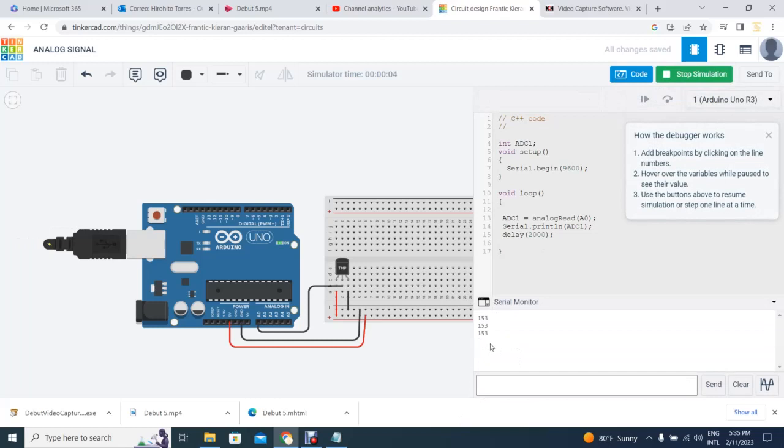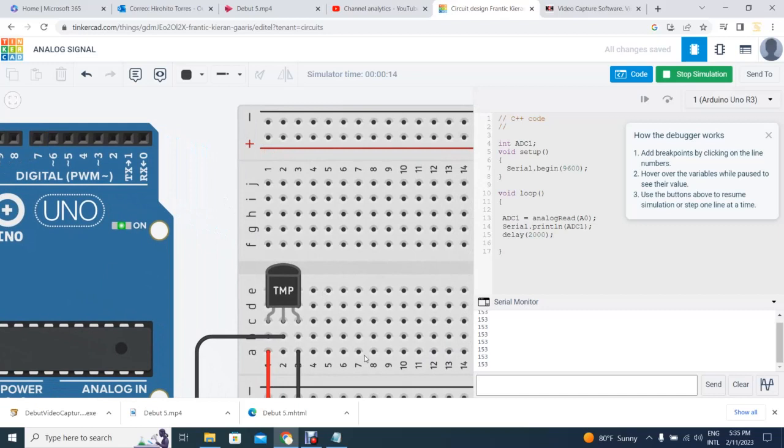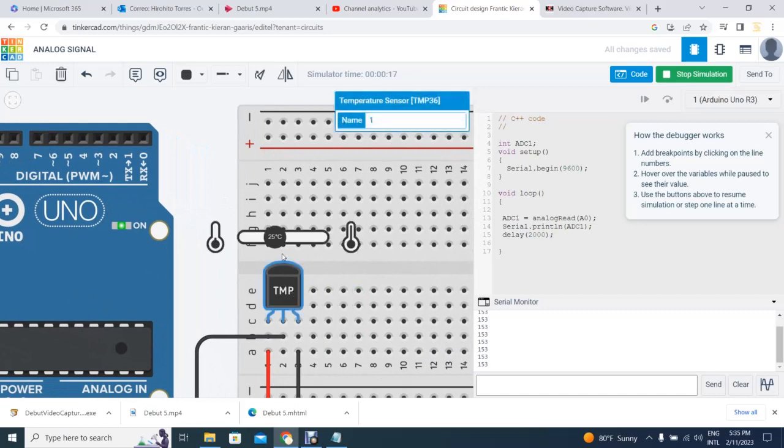You see 153. That doesn't mean anything. That's kind of weird. Now step here, and let's get this big so we know what's going on. 153. That 153 is equivalent to 25 degrees C. That's the ADC that I was talking about. For calibration, for example, if I move this to -40, you get a 20. You see? If I move this to 125, so the temperature is very hot, 125, I get 358.